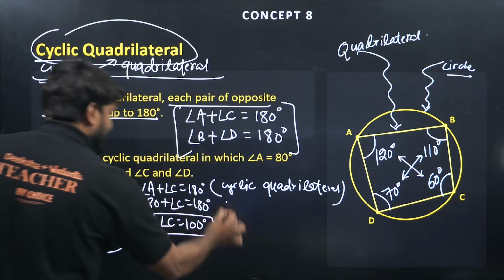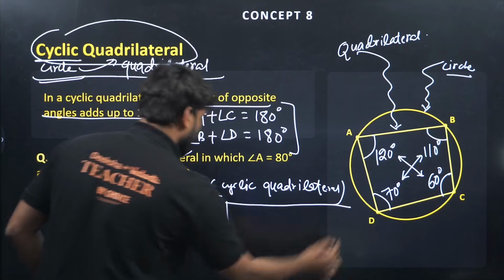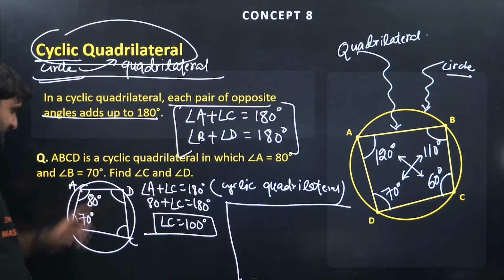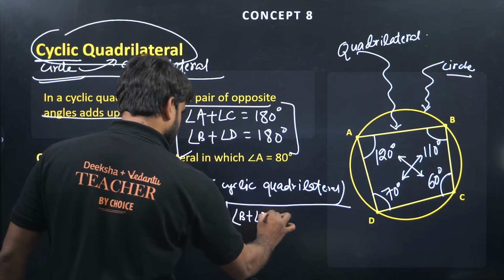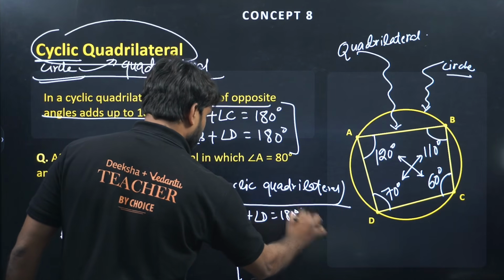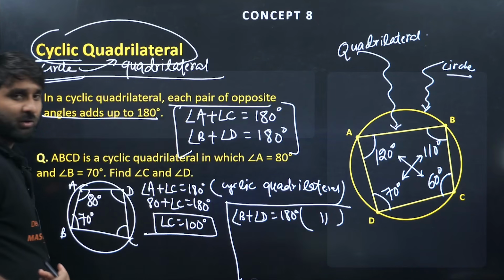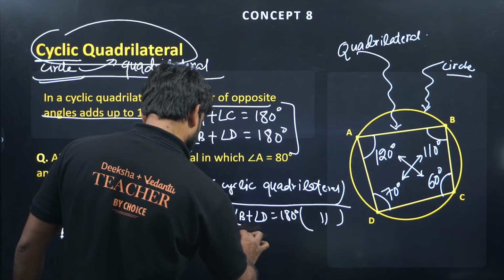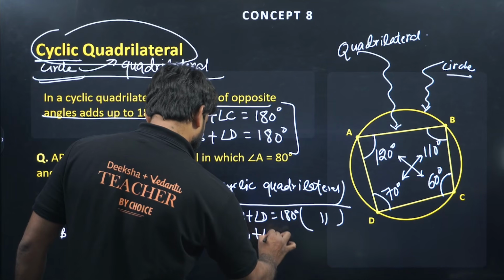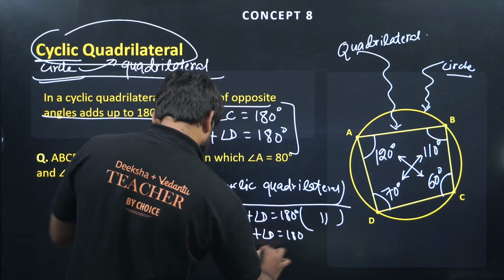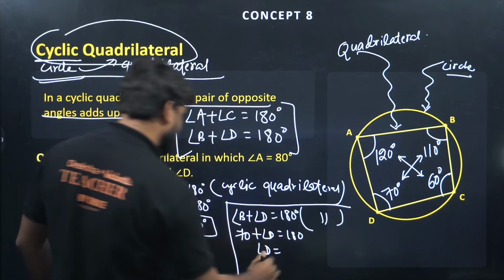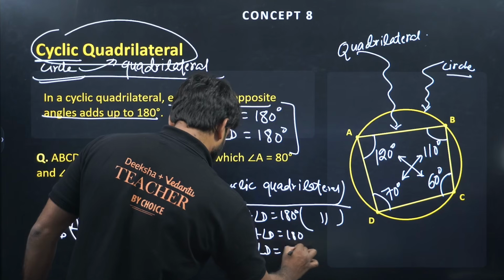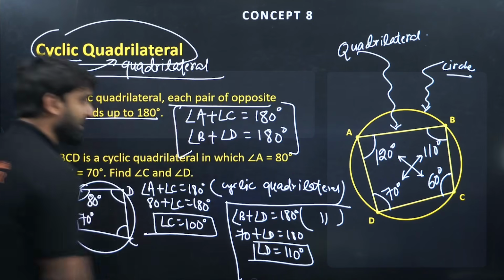Similarly, this is B and this is D. So angle B plus angle D is equal to 180 degrees. Again, the reason will remain the same, cyclic quadrilateral, so the sum of opposite angles will be 180. So B is 70, plus D we don't know. So angle D is equal to 180 minus 70, which is 110 degrees. I hope this is clear to you.